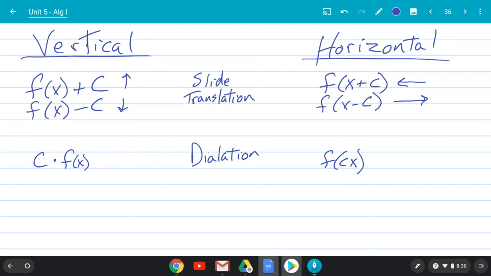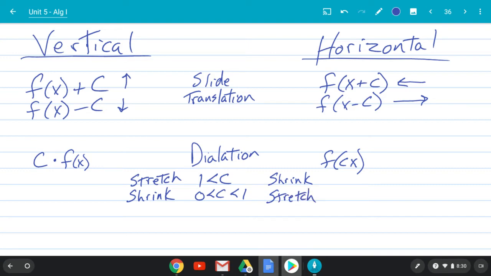when our number is greater than 1, when it's vertical, that's a stretch. And when our number is between 0 and 1, it was a shrink. However, on the other side, when things are horizontal, it's kind of opposite what we think. So if the number is greater than 1, it's a shrink. But if it's a fraction or decimal, it is a stretch. Cool? Questions? All right. So those are the two types.